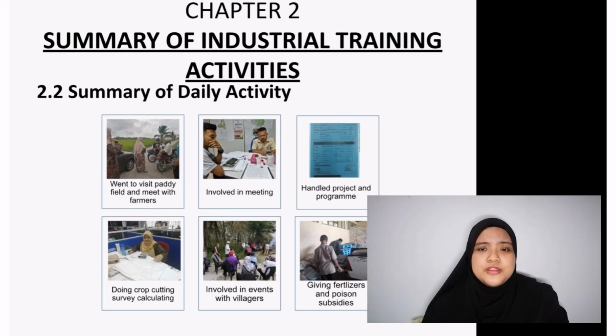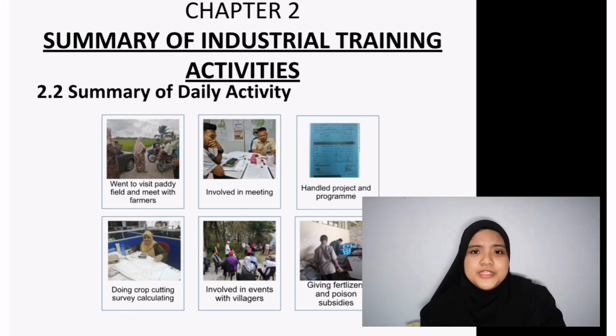Next, I was also taught by the Assistant Agriculture Officer how to do a crop cutting survey, and I also followed the officer to events and met the villagers. I also helped in giving fertilizer subsidies to the farmers. Besides that, I also did tasks from the administrative department. I helped register receipt files or receipt letters into the system.